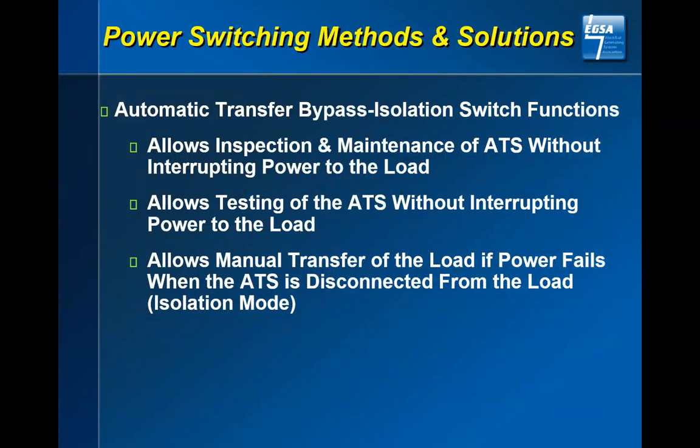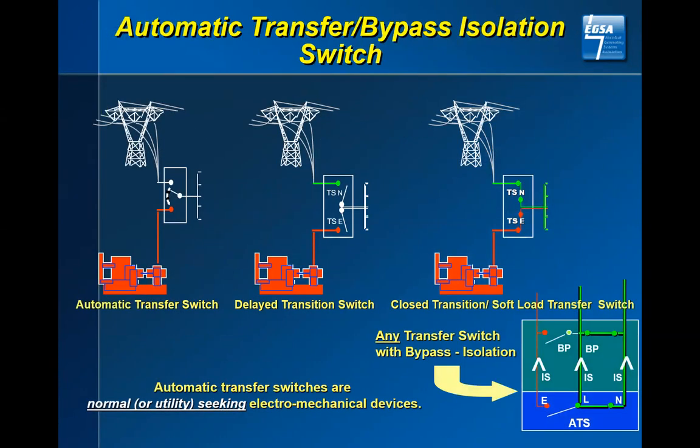Automatic bypass transfer switches allow the inspection without any interruption of power downstream. It allows you to test the transfer switch, and it allows manual transfer of the load if power fails when the automatic transfer switch is disconnected from the load and in the isolation mode. We've been through that several times. In this case here, it kind of illustrates it again. Any load? Normal or utility seeking? Yes, a good comment. And everything that you have spoken of, whether it's a transfer switch or a bypass switch, you can get those in either the standard two position, open transition, delay transition, or closed transition.